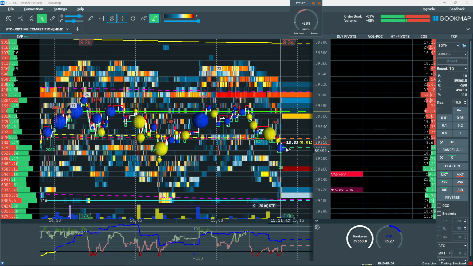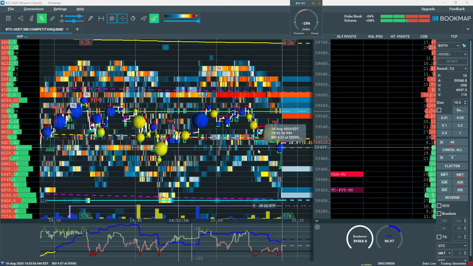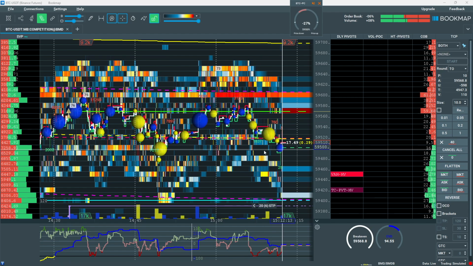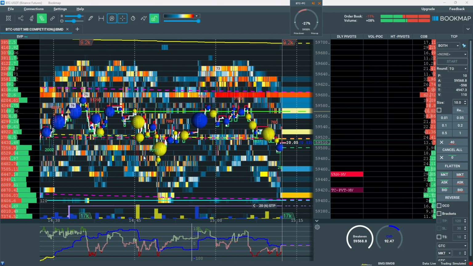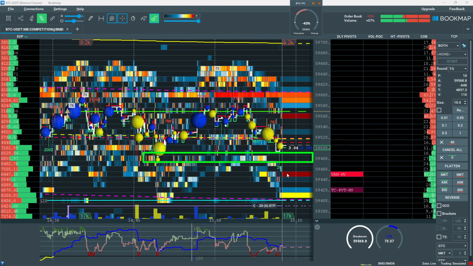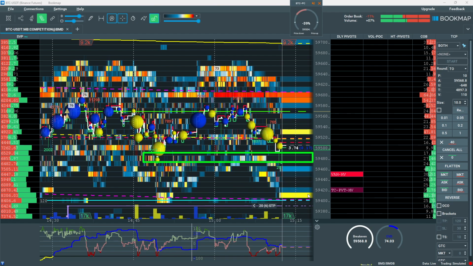Alright, this is the first sign of buyers here. This will be a good place for them to step in and create a higher low. This is our low here, and we want them to stay above this. Looking like the buyers are getting absorbed by sellers.